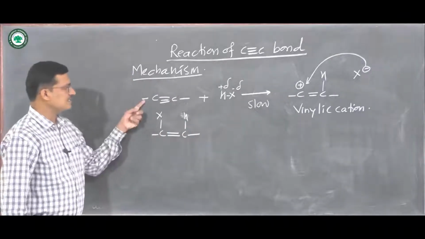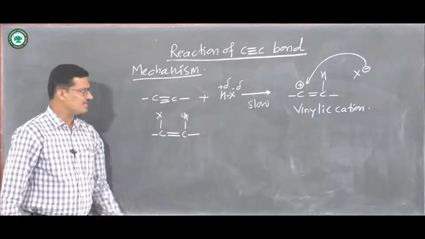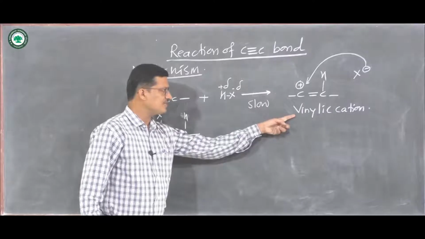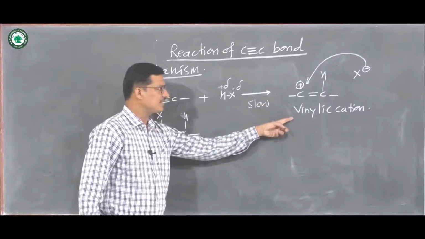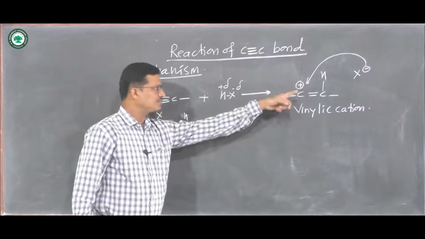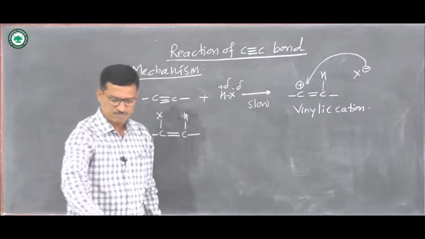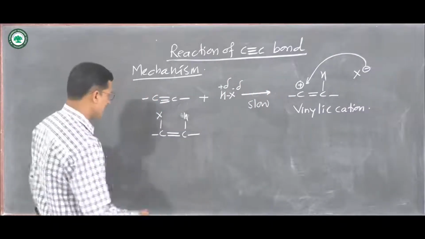So what happened in this case, the first molecule of HX is added to the carbon-carbon triple bond. The first step is slow step, then we get a vinylic cation, and once you get a vinylic cation, in the second step X minus attacks on a carbocation, and there is a formation of here the vinyl halide.